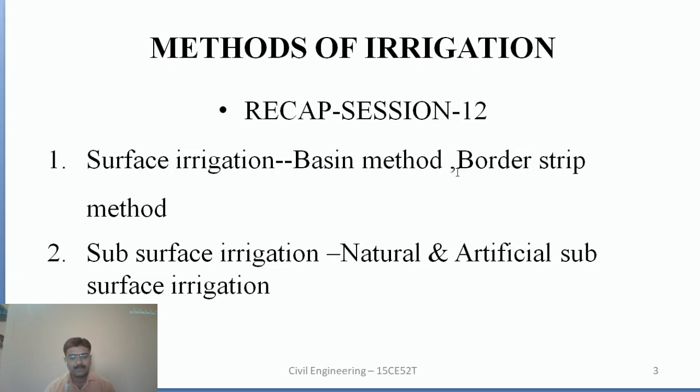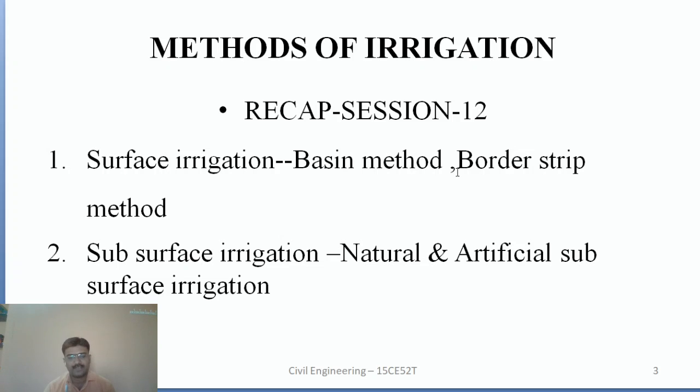Now, what are the methods of surface irrigation? We have come across in the last session the basin method and border strip method. In this session, we will be discussing the concept of furrow method, which is another type of surface irrigation. Now coming to the second one, which is the subsurface method of irrigation.